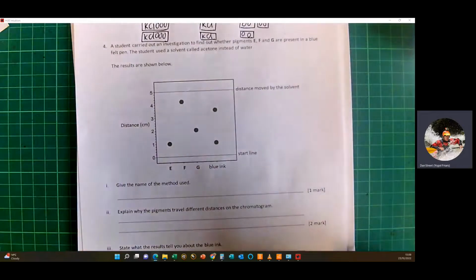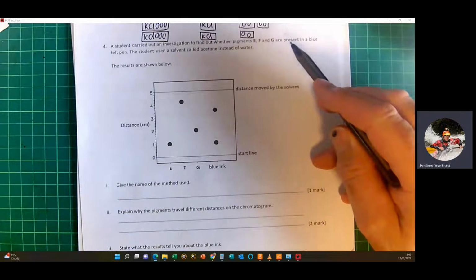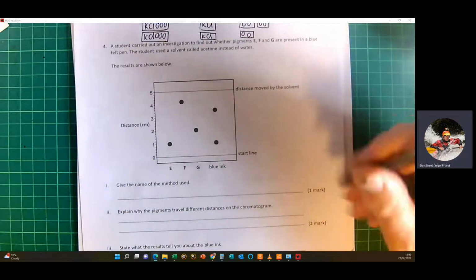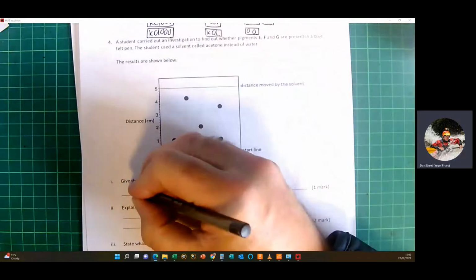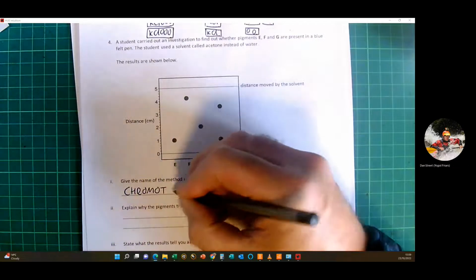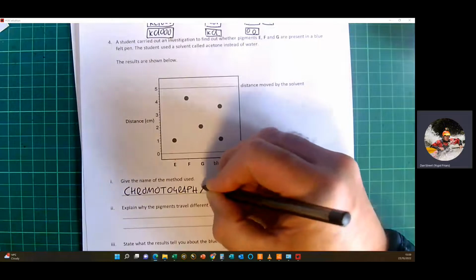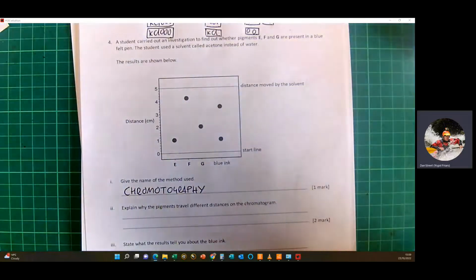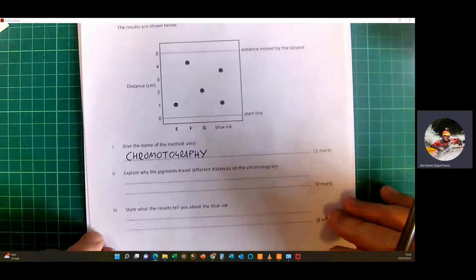A student carried out an investigation to find out whether pigments E, F, and G are present in a blue felt pen. The student used a solvent called acetone instead of water. The results are shown below. So give the name of the method used. That was chromatography. Chromo comes from the word for colour, because very often these different blobs are different colours. Okay, but there are various uses of chromatography.